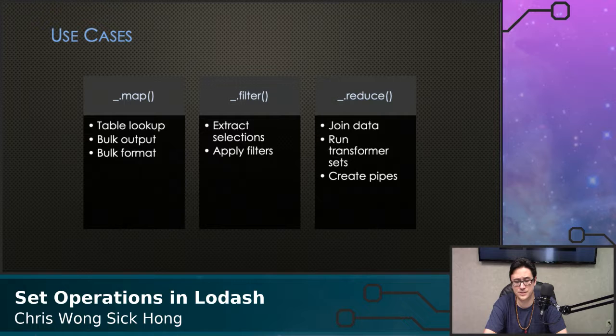Reduce can be good to join data, as in array concatenation into a string, run transformation sets, which we will get to, or as a way to create pipes of functions, similar to the pipe or some of the piping syntax you might see in other functional languages. Like, I believe Scala has some shorthand to run one function after another on a certain set of information, which I saw by looking at some of you here, so thank you.